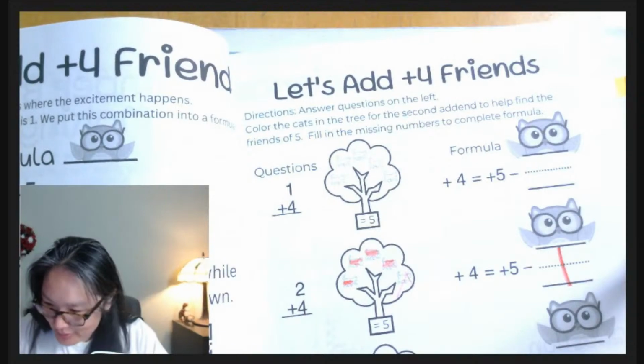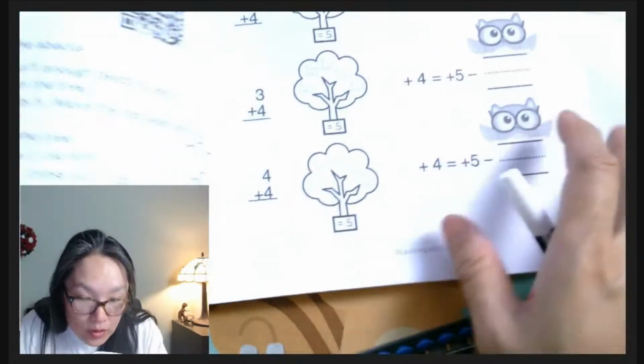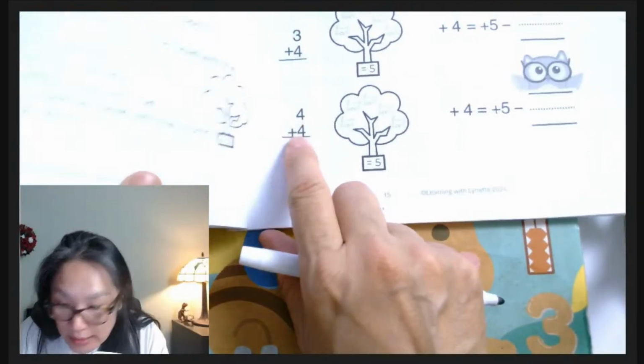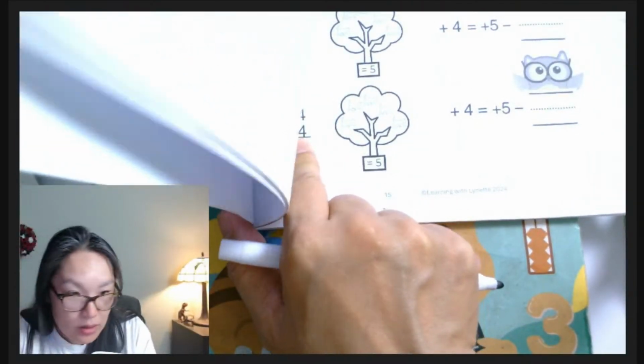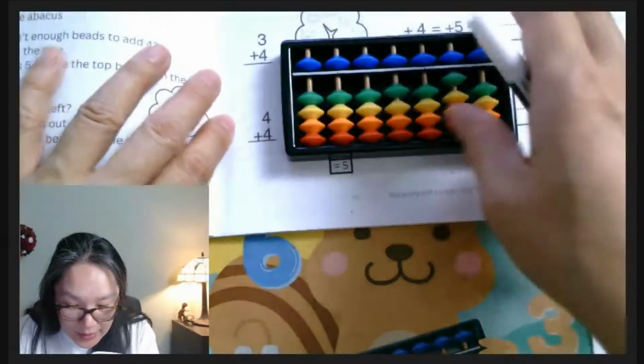Okay. Sorry. So what we're gonna do is 4 plus 4. So we have 4, and then we add another 4. Now notice we don't have enough beads to add a 4. And I was like, what? There's no beads to add the 4.